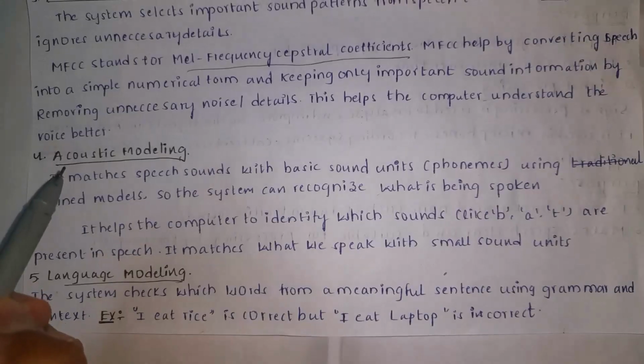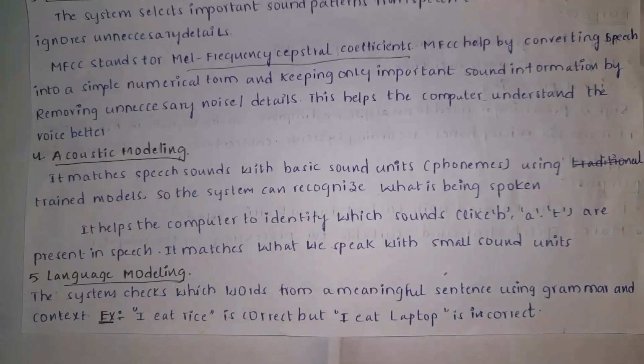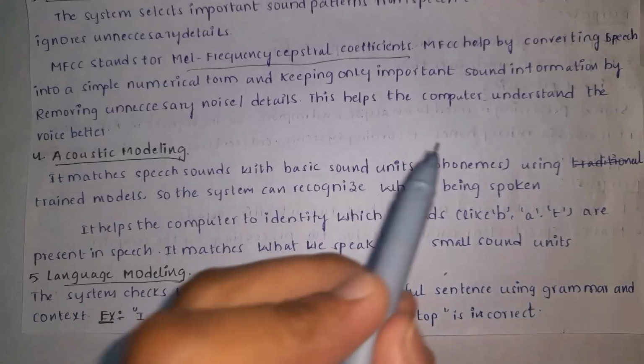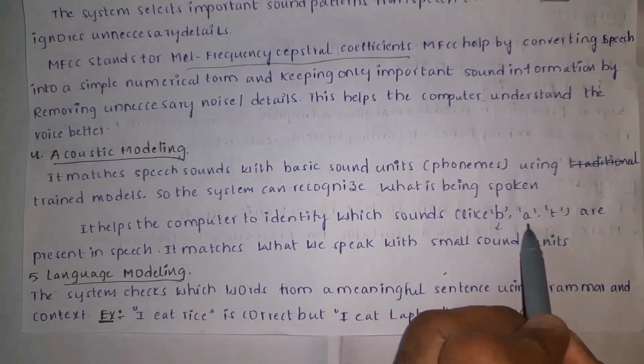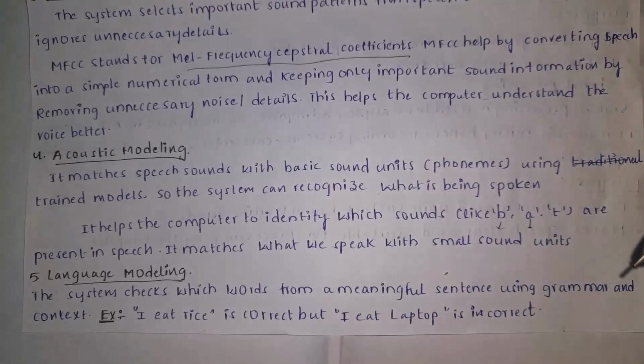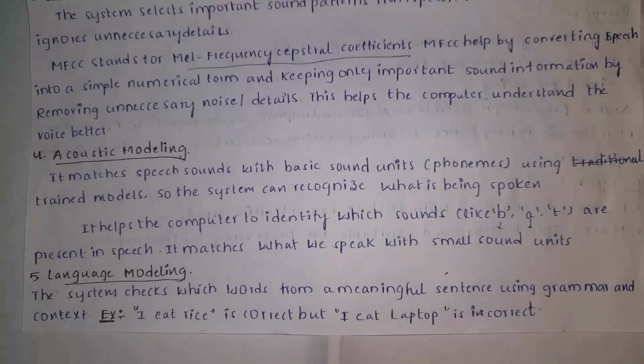And the fourth one is acoustic modeling. Guys, by using acoustic modeling, the computer will identify phonemes from our speech. Phonemes are nothing but small parts of our speech. For example, whenever I speak bat, in bat, B is one phoneme, A is one phoneme, and T is one phoneme. In a word, we call each part a phoneme. Based on these phonemes, the computer will recognize what we spoke.